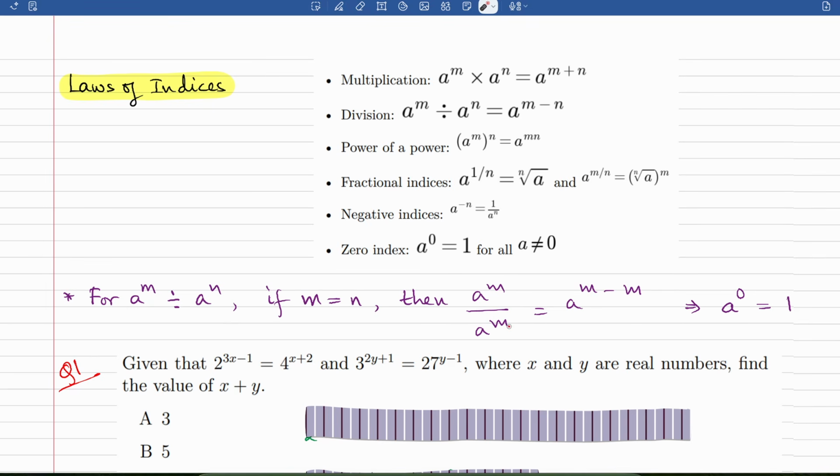If m is equal to n, then a to the power m divided by a to the power m should be equal to a to the power m minus m according to the division rule. A to the power m divided by a to the power m is 1, and a to the power m minus m gives rise to a to the power 0. Hence, a to the power 0 is equal to 1 gets proved.